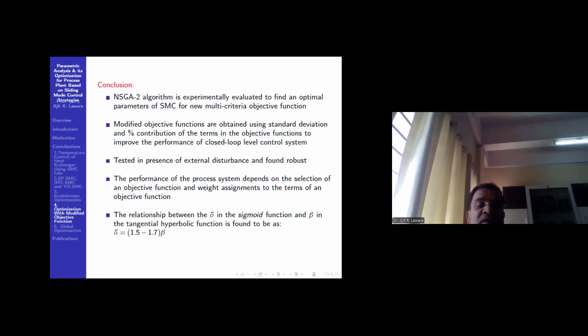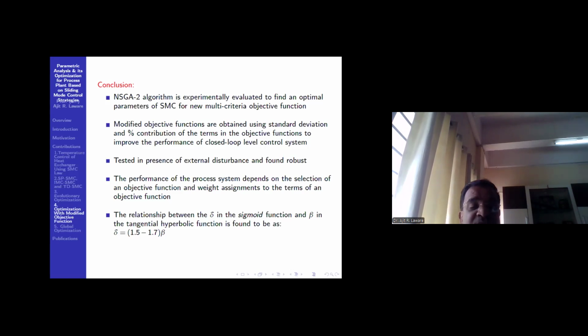So, in conclusion, that is how you can modify the functions, based on the standard deviation and percent contributions of the terms in the objective function. No doubt, if you use a bio-inspired optimization algorithm, your performance will get enhanced. But again, much depends on your objective function and how you are assigning the weights to the terms forming the objective function. Based on that also, the performance of any process, power system, process control system or motion control system depends.